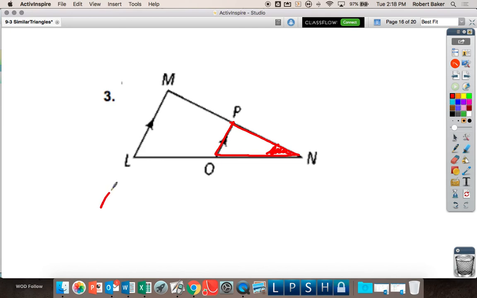Because we have parallel lines, and we have a transversal. Oh, okay. These are corresponding angles.